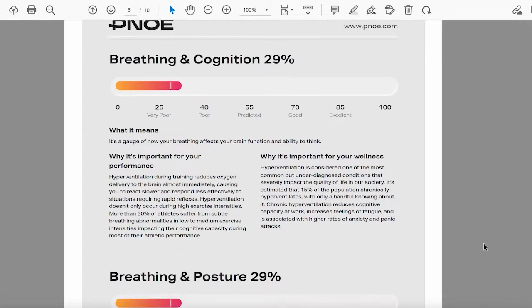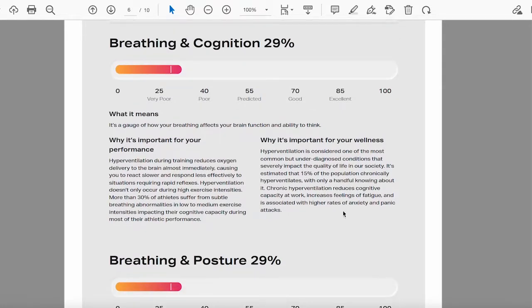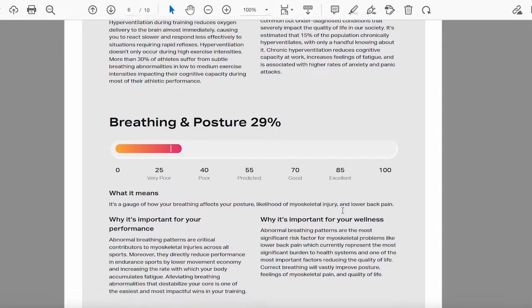So interesting here, 15% of the population chronically hyperventilates or breathes too much. So that can increase your risk for heart attacks, anxiety, things like that.